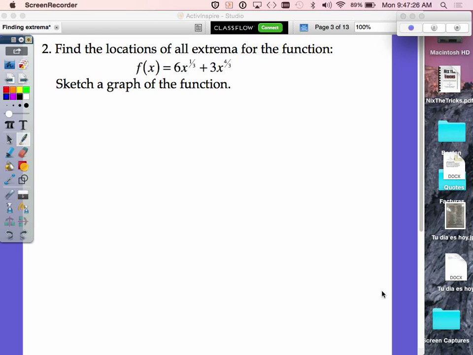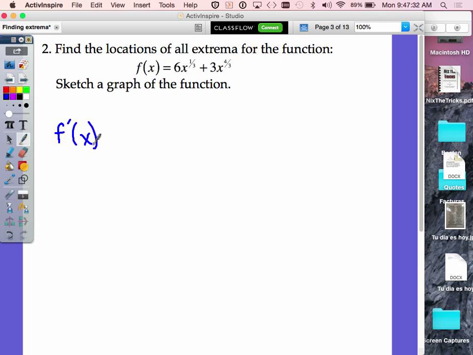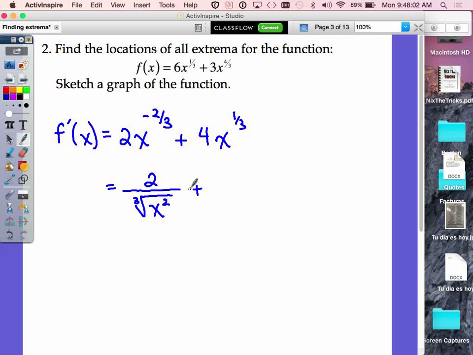Again, just like the last time, the first thing we want to do is take the derivative, and this is a very straightforward derivative. F prime at x is going to be 1/3 times 6, which is 2x to the minus 2/3, plus, and we've got 3 times 4/3, which is going to be 4x to the 1/3. As was the case in the last example, I'm going to find this more convenient if I don't have these negative exponents and these rational exponents. So I'm going to rewrite this as 2 divided by the cube root of x squared plus 4 times the cube root of x.